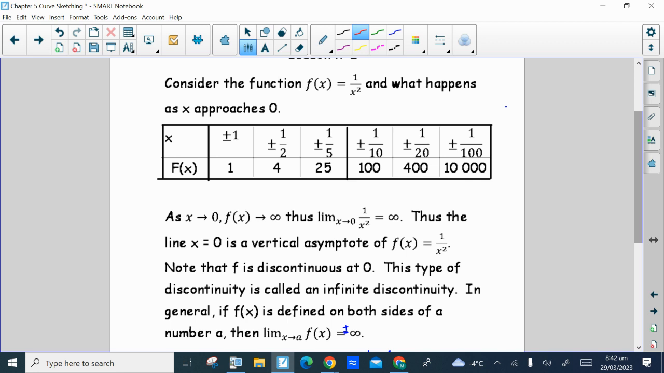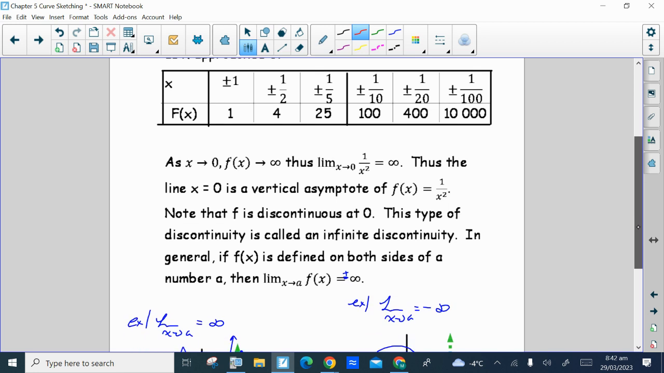So the limit as x approaches 0 of 1 over x squared is infinity. So the line x equals 0 is a vertical asymptote of 1 over x squared. Also note that f is discontinuous at 0. It is a non-permissible value. This type of discontinuity is called an infinite discontinuity.